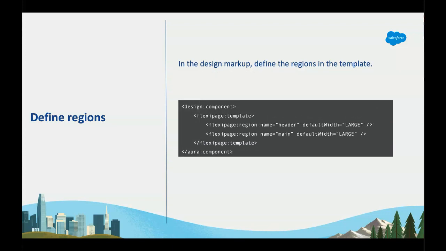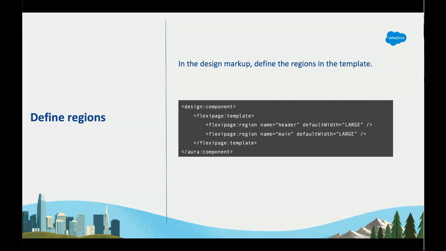Next, like with experience components, we need to provide some valid metadata for custom templates as well. So here you can see that I have my custom template tag called FlexiPage template, and nested within it are my FlexiPage regions. And you can see that I've given the names, header, and main, and these are going to match with the values that I gave in my .cmp file as well.